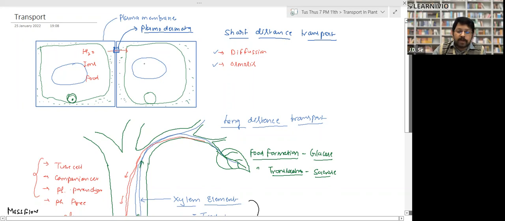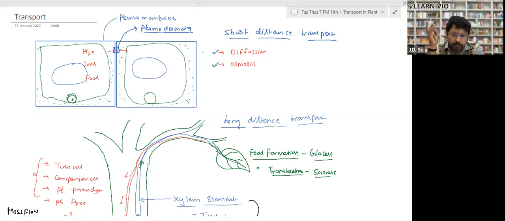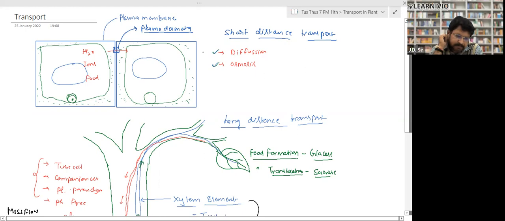So what are the means of transport? That is the transport within short distances, right? This short distance transport takes place by means of two things: diffusion and osmosis. And with the help of diffusion and osmosis, the transport of mineral, food, and water takes place from one cell to another cell with the help of plasmodesmata, right?